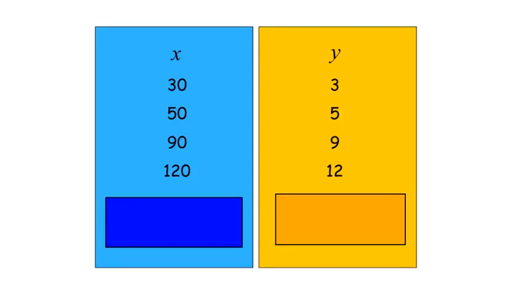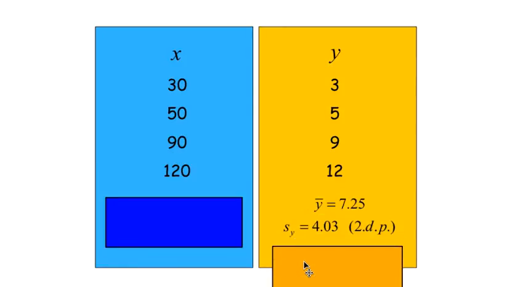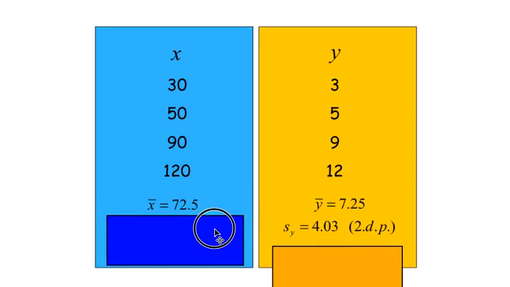If we have a look at a second example, we can see with these bits of data that every one of these has been multiplied by 10 to give these ones over here. So if I work out again the mean and standard deviation, this time round the mean is going to be also 10 times bigger than it was before, so I'll multiply by 10. The standard deviation, is that going to change this time?